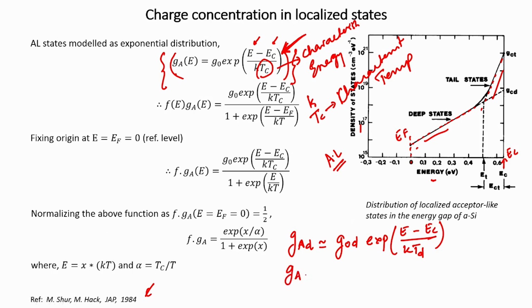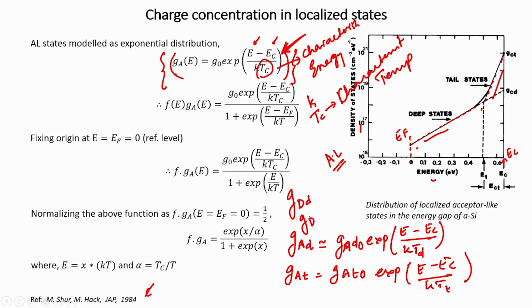And the acceptor like tail states is given by say G_AT0 times the exponential of E minus EC by kT_T, which is the characteristic temperature for the tail states. And similarly one could define the donor like deep states and the donor like tail states based on the experimental data found. The donor like states are not shown in this picture here.